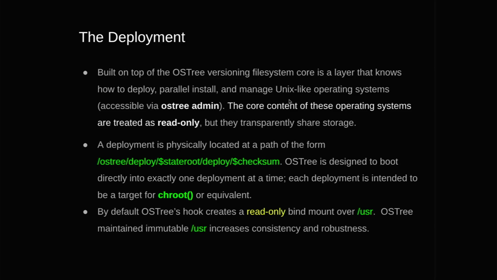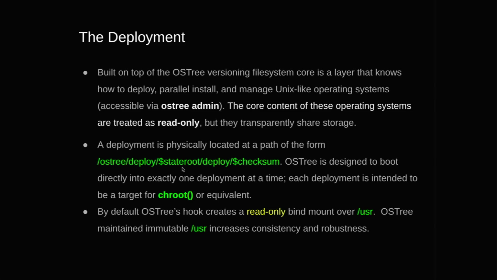Okay, the deployment. We just ran ostree admin init and deploy. Just use the ostree admin command, and the core content of these operating systems is treated as read-only, and they transparently share storage. The deployment is physically located at a path of the form ostree deploy, state root, deploy, and checksum. And the state root is alpine here.